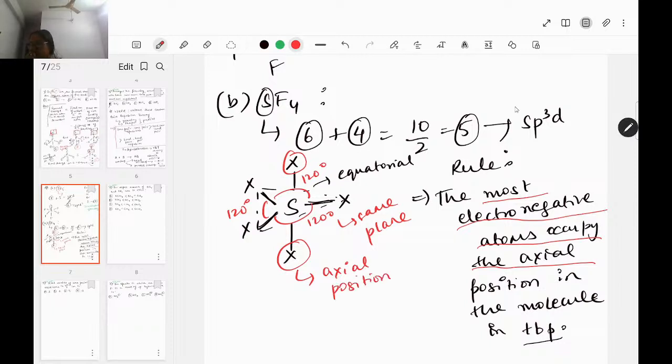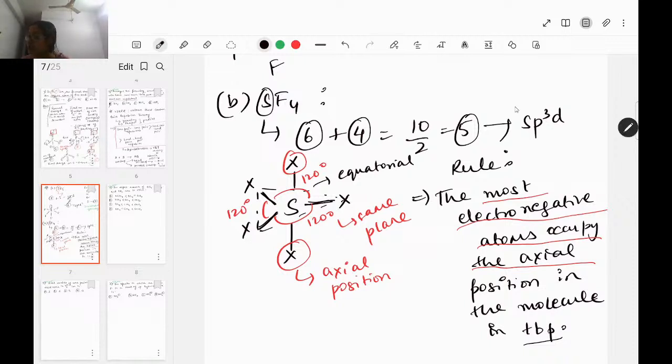These 2 positions are axial positions. So now what happens? I have only 4 fluorine atoms, and now I have to fill up these 4 fluorine atoms in some way. So fluorine atoms, where will I put them? Will I put them first in the equatorial position or in the axial position?